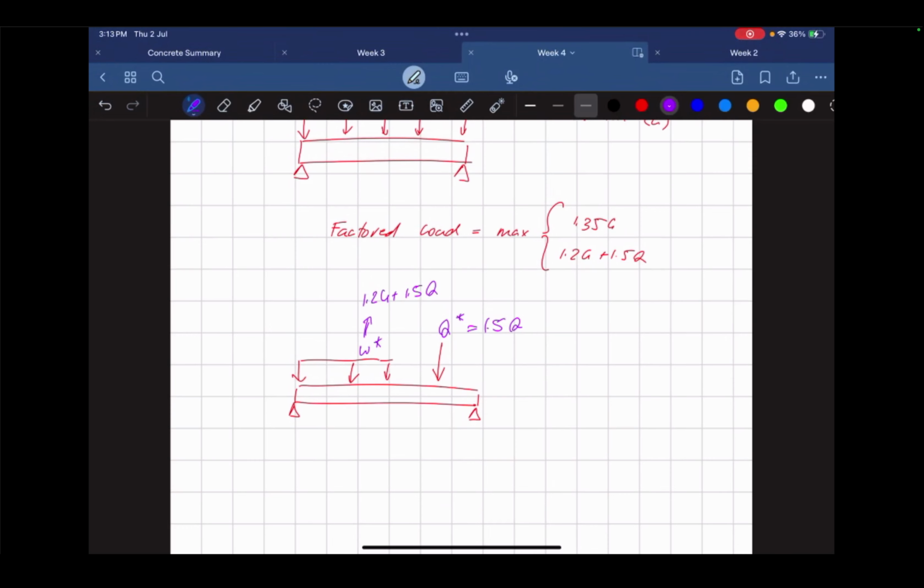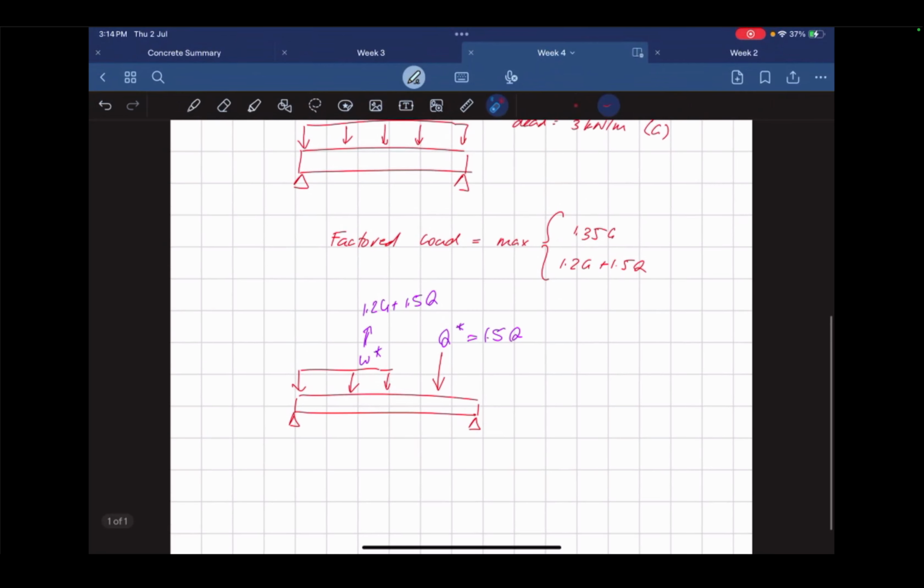So the same beam can have two different loads? No, they're not different loads. When I say different loads, I mean they're not different to what's going on.